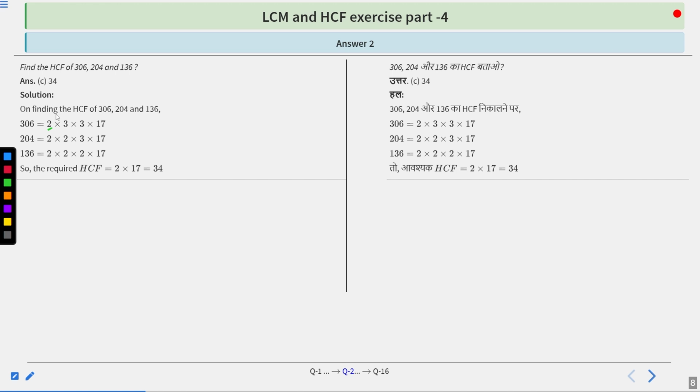So we can't take 3 into consideration. Next, we have 17, which is present in the factors of all three numbers, and the least power is also 1. So 2 into 17, that is 34, is the HCF of 306, 204 and 136. Option C is the correct answer.